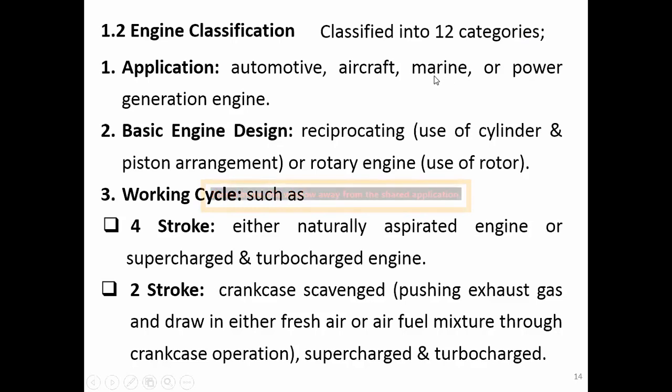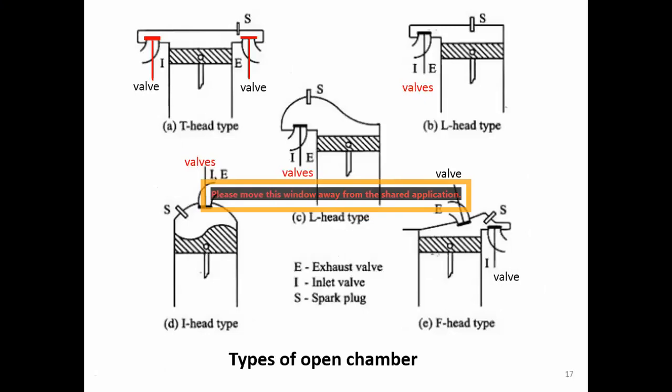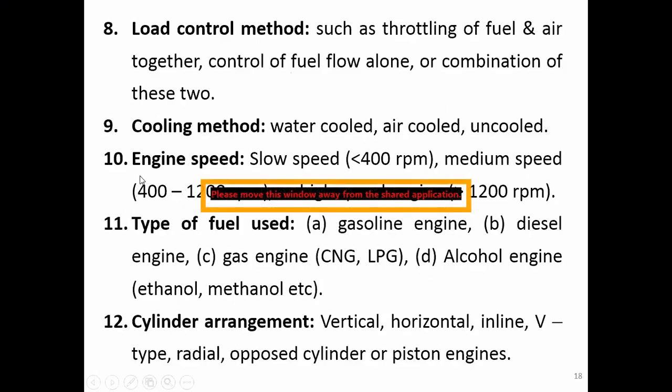For the marine, for the ship, you never go over 500 or 600 RPM because the engine will not provide enough torque to push the ship to sail. And for the power generation engine, you never run the engine higher than 3,000 or 4,000 because your voltage will deviate from the normal one. So this is what they mean by engine speed here. It's classified according to the applications.